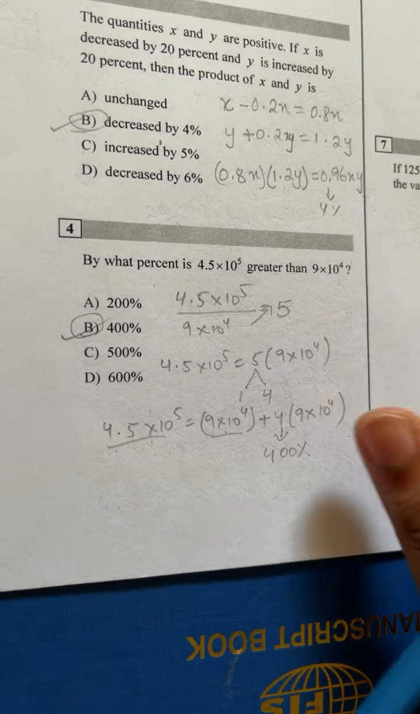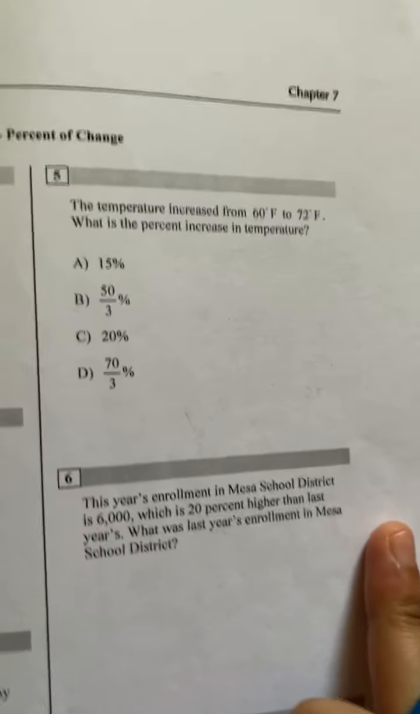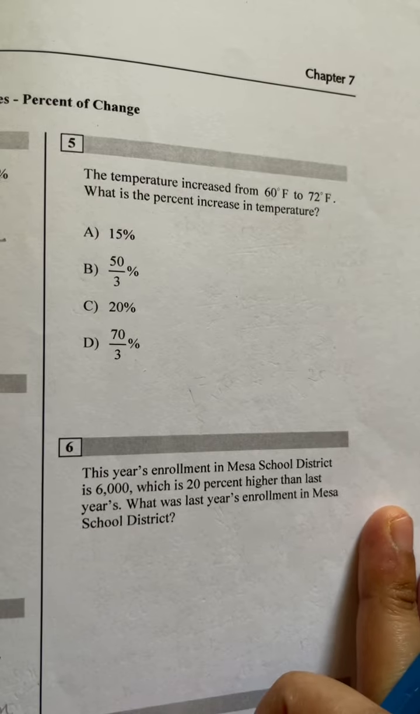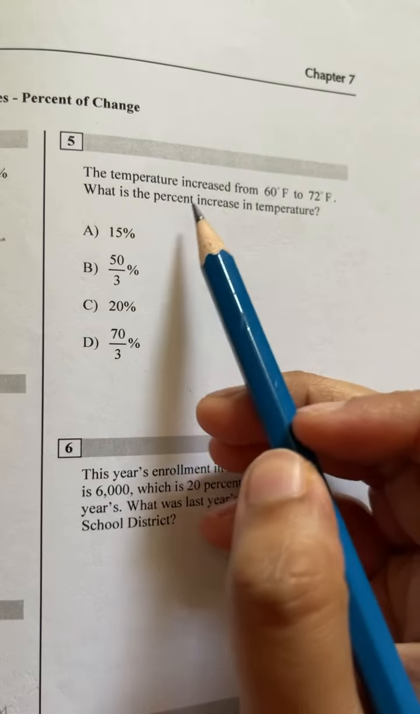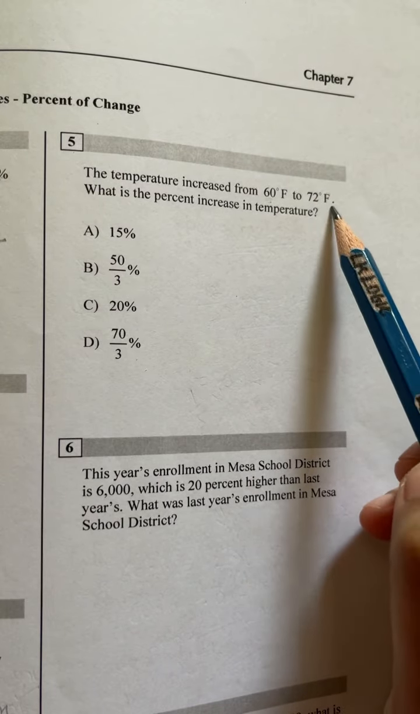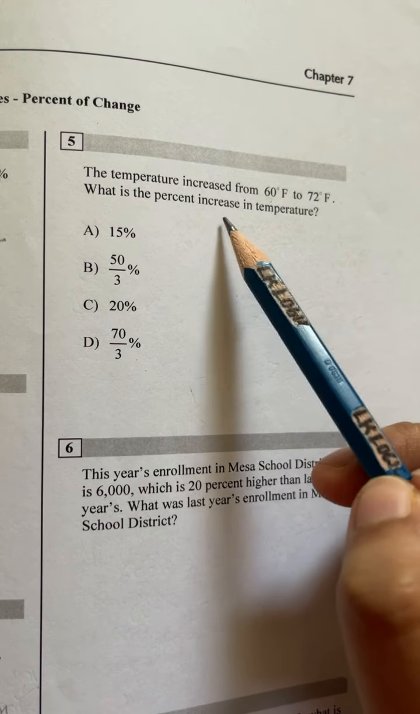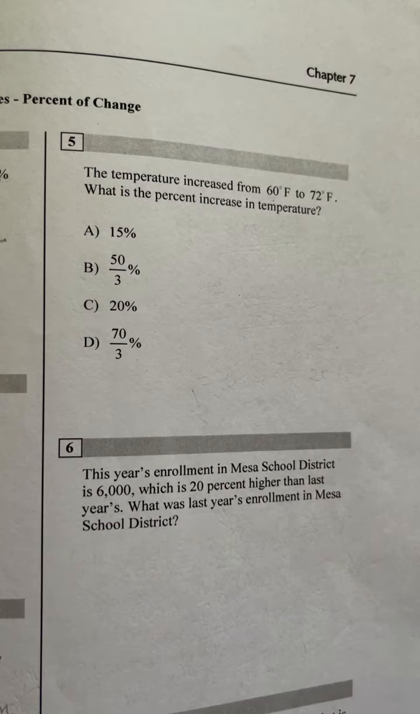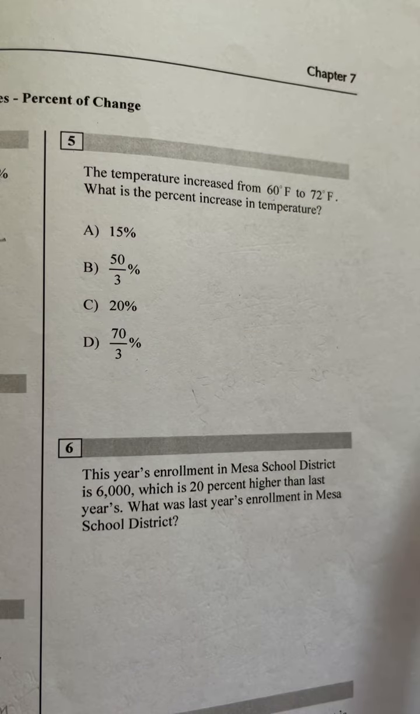Okay, let's see what question number 5 has to say. The temperature increased from 60 degrees Fahrenheit to 72 degrees Fahrenheit. What is the percent increase in temperature? Now this is really simple.